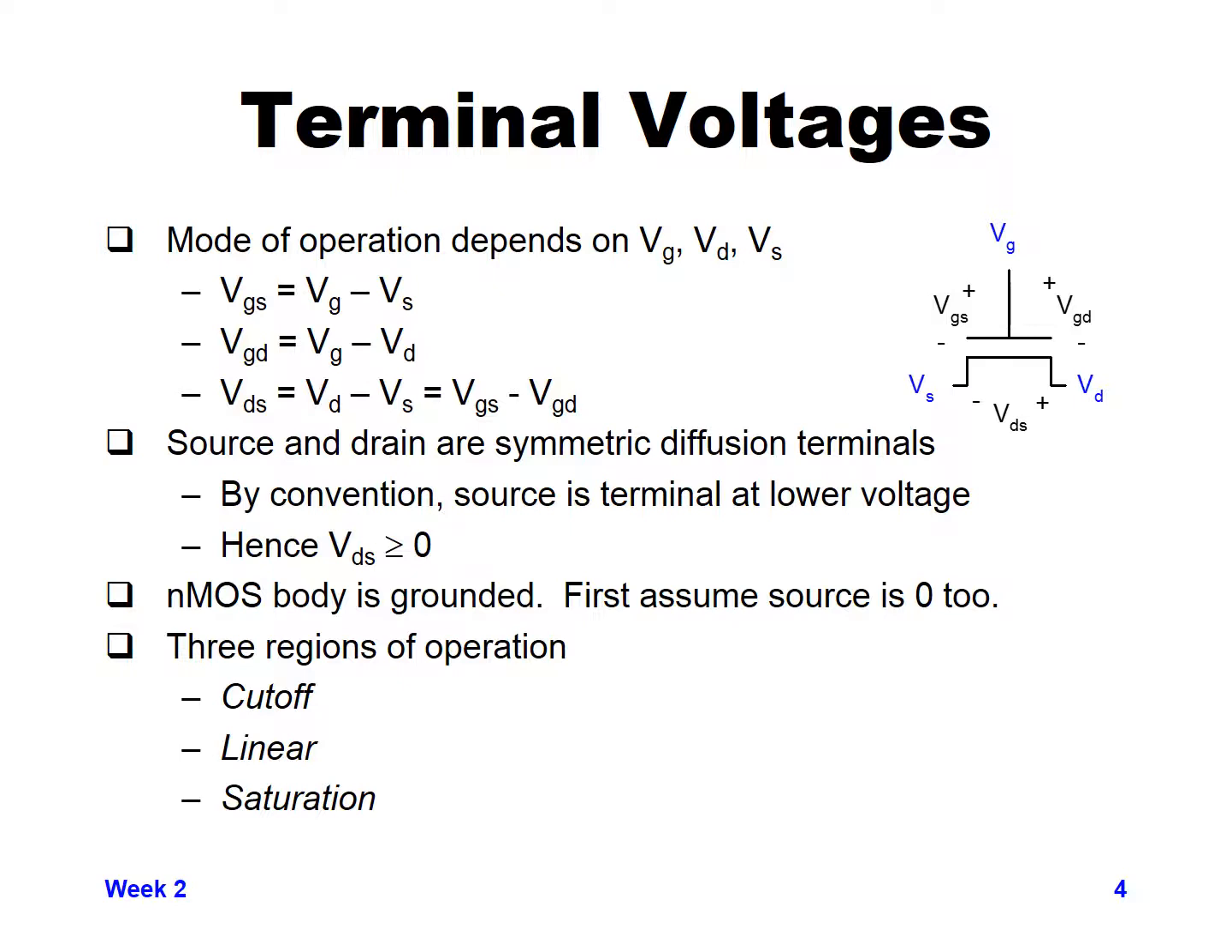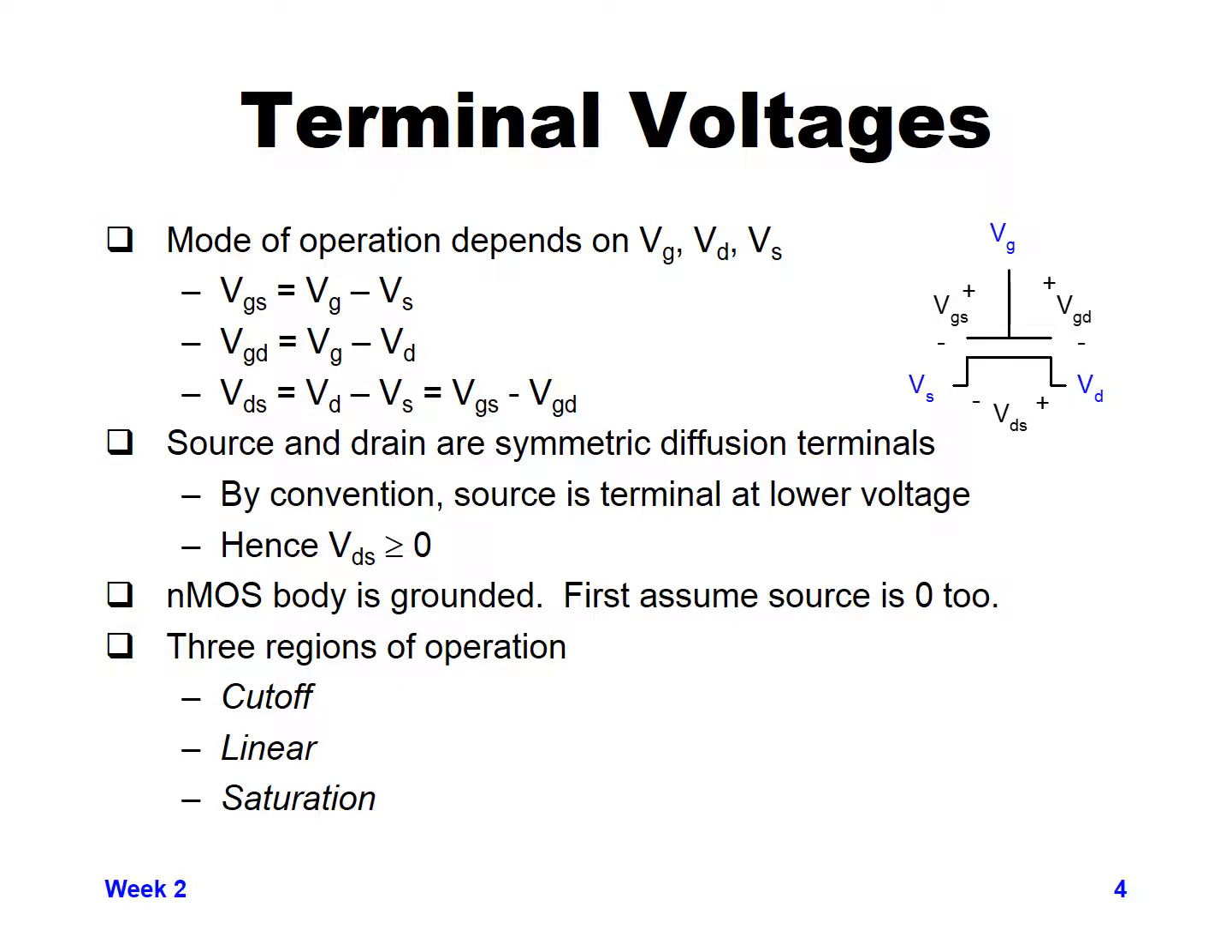Now, also note that for an NMOS device, the body is grounded. That's because in the NMOS device, the body is a P-type bulk material. We want to make sure that our PN junctions in our wafer are never forward biased. So if we connect the P bulk to ground, since that's the lowest voltage on the device, we can never forward bias any PN junction as long as we have the P bulk connected to ground. So we'll assume that the P body is grounded. The source is also connected to zero, and so our bulk P and our source are both zero.